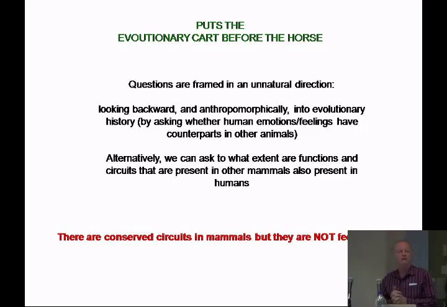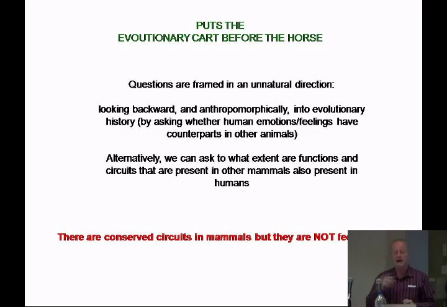I just think that we have to understand when we're studying consciousness and when we're not. And that's often not the case in the field of emotion. So I think this point of view where feelings are the driving force of behavior, and that we can use behavior to find feeling systems in the brain, really puts the cart before the horse in evolutionary terms. So it frames the question in an unnatural direction.